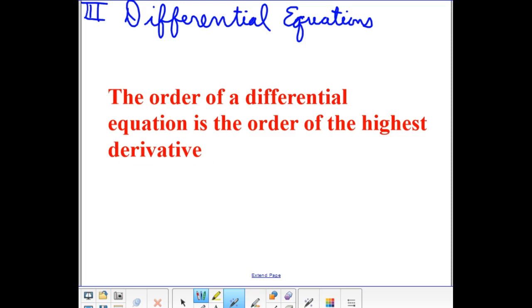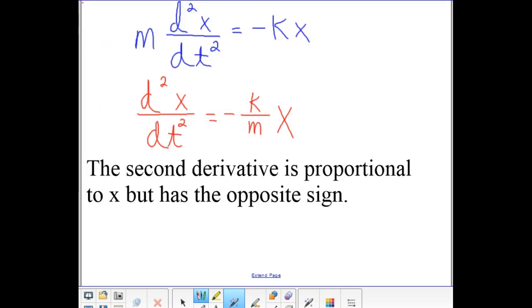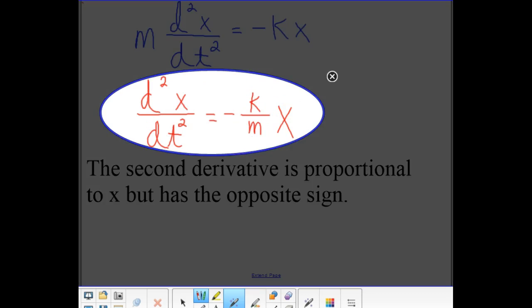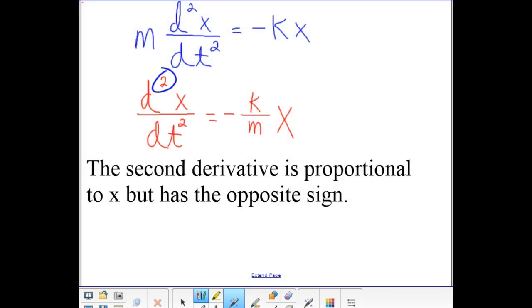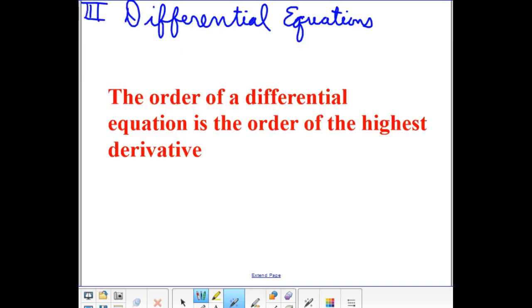Let me back up for a second. This would be a second order. Ooh, look at that. Because you've got a second derivative in the problem somewhere. So it's kind of like when you ask, what's the degree of a polynomial? The degree of the polynomial is always the highest power. Same kind of logic here.